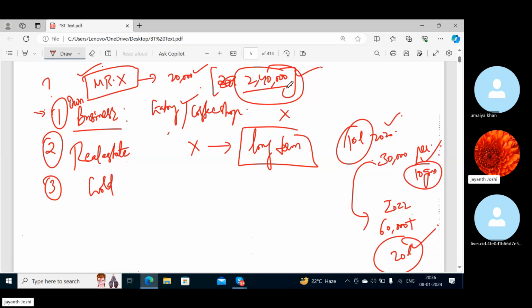But again, that much money Mr. X did not have. He considered, but he did not have that money. And he was not that keen as well to buy gold. Okay, so he has cancelled this option as well, because gold is giving 200% returns here.